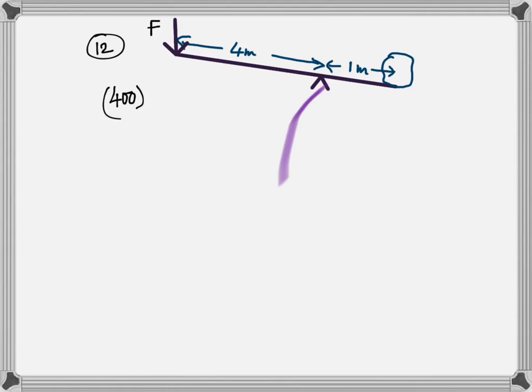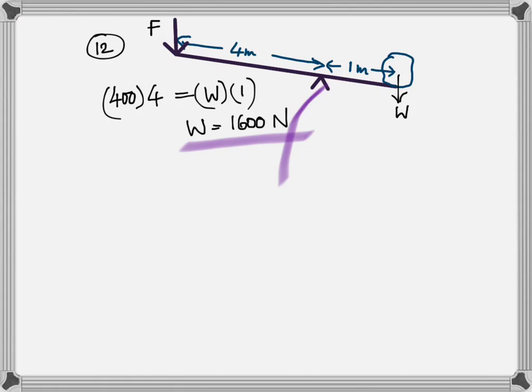400 times 4, isn't it? So the weight of the lever need not be considered because it's not given. Is it given? So compared to the others, it's negligible. So 400 times 4, that's the counterclockwise, is equal to the load times 1. That's it. So 1600 Newton. Just remember that the total downward is equal to total upward. So the total force on the fulcrum would be 2000 Newton.